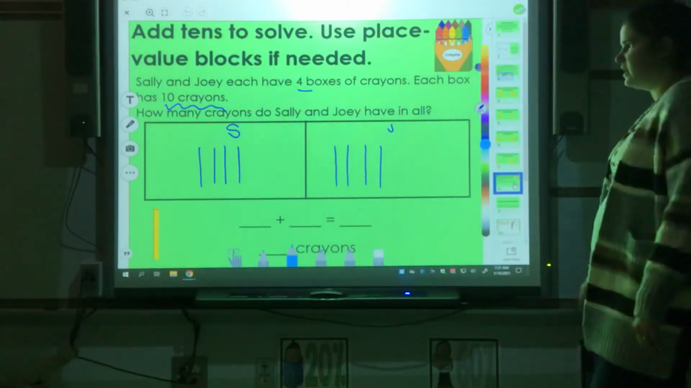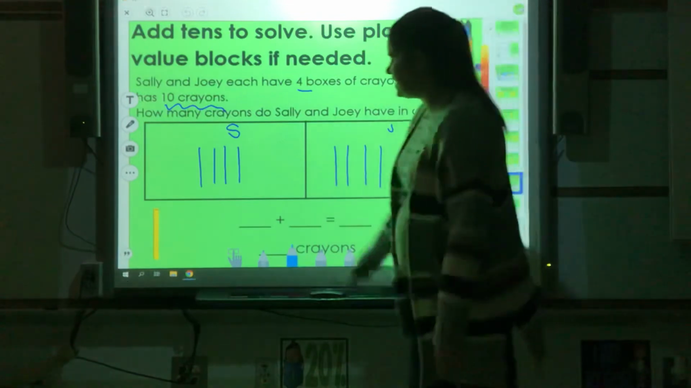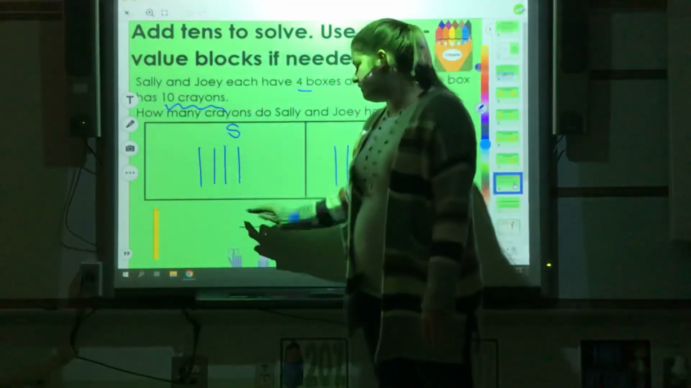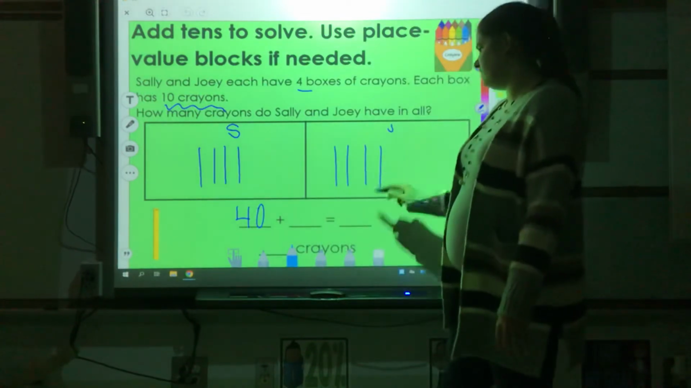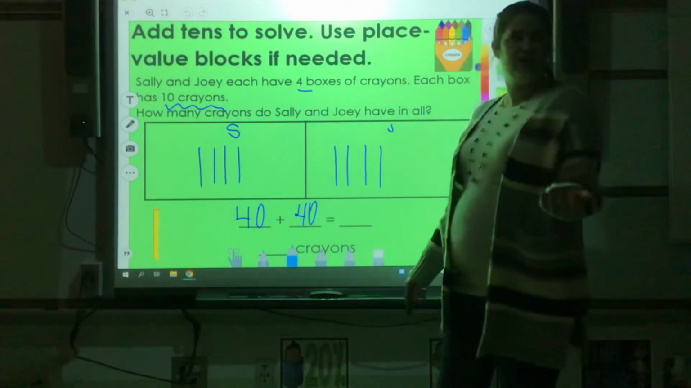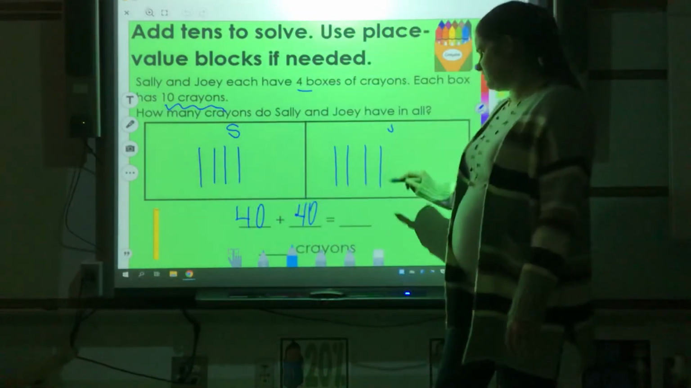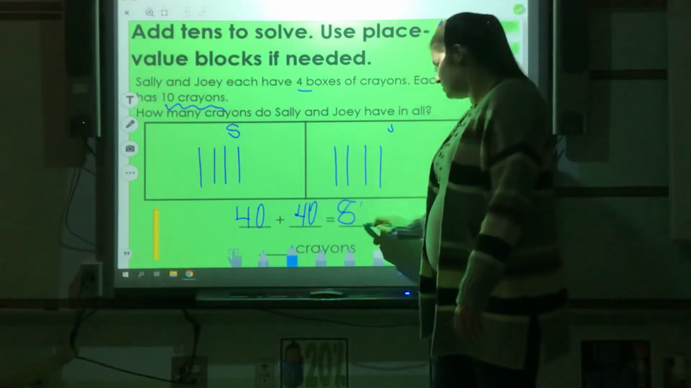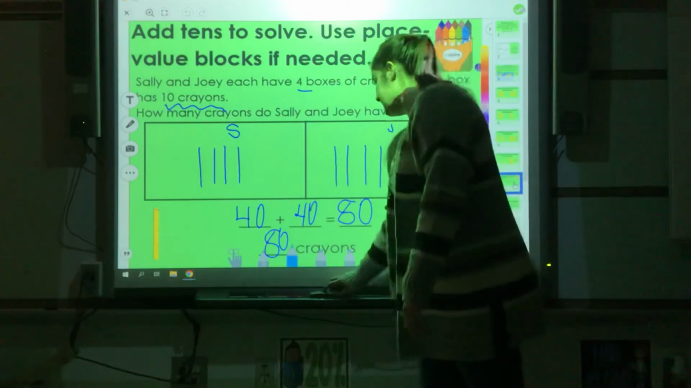So how many crayons do Sally and Joey have in all? That's where you need to count by tens. So I would say 10, 20, 30, 40 plus 10, 20, 30, 40. We had this same equation before, so then I would just count 10, 20, 30, 40, 50, 60, 70, 80. So all together they have 80 crayons. Wow, that's a lot of crayons.